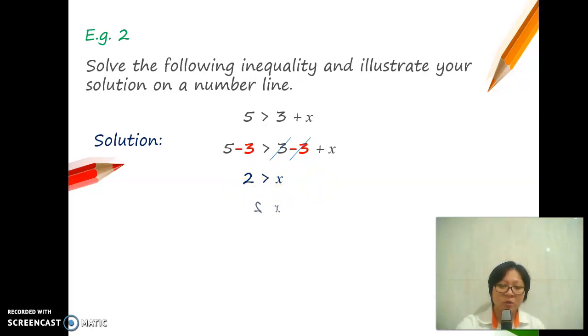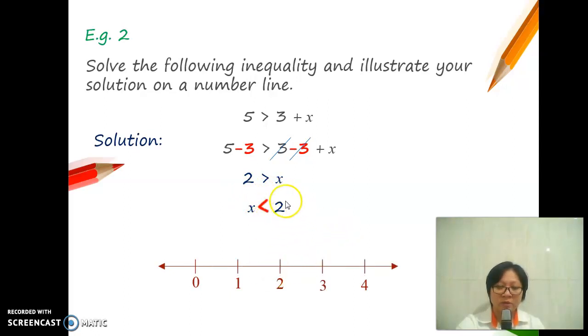If I reverse the order, I need to change the direction of the inequality symbol too. So from pointing to the right, it becomes pointing to the left like this. So this is the solution. And now illustrate the solution on a number line.